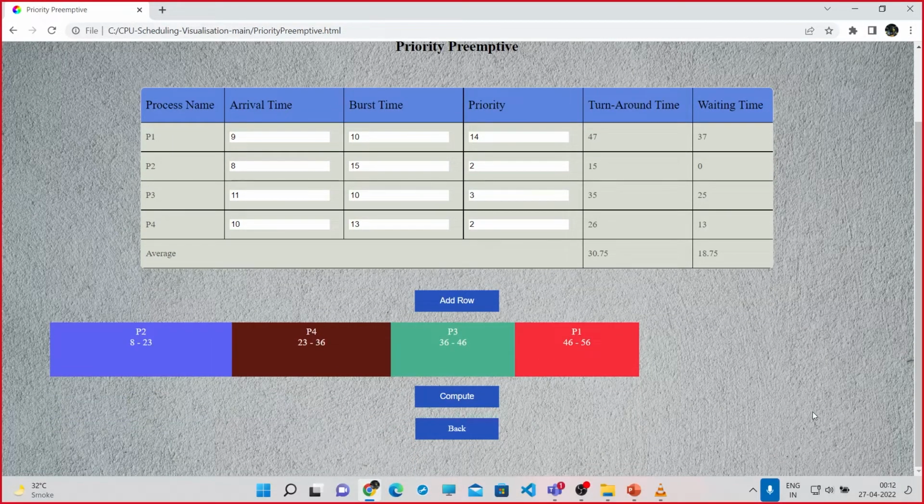Here we can see that P2 will be given the first priority because its priority number is the lowest, since we start from 8. So P2 has an arrival time of 8, which is the lowest among the processes. So P2 will start from 8 to 23, which is its burst time. Then P4 will act, then P3, then P1. Now we will see the priority non-preemptive algorithm.